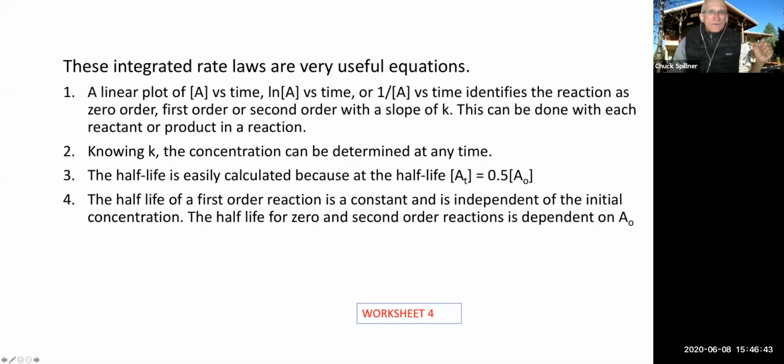So once from these plots, you can determine the K. So once you know the rate constant, then you can determine the concentration at any time. And this is really useful, especially if you're trying to make something. If you know the rate constant, you know how long it's going to take to obtain a certain yield. So there's lots of applications for knowing the rate constant.